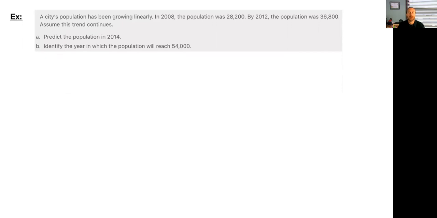If we had a city's population and we knew it was growing linearly. Now, again, that's a key, right? That it's linear in nature. And they say in the year 2008, that population was 28,200 people. And then 4 years later, in 2012, it had grown to 36,800. And assuming that just based off of these 4 years, assuming that it continued that way, could we predict the population in 2014 or this year, 2022? And can we identify when we would reach 54,000.